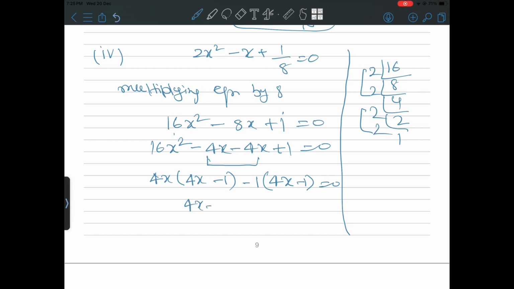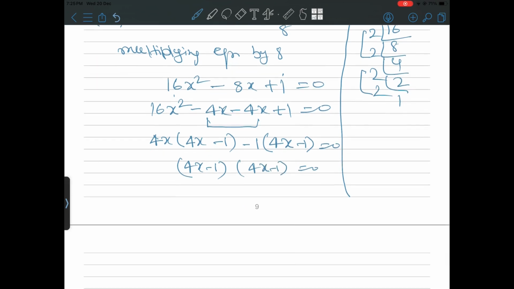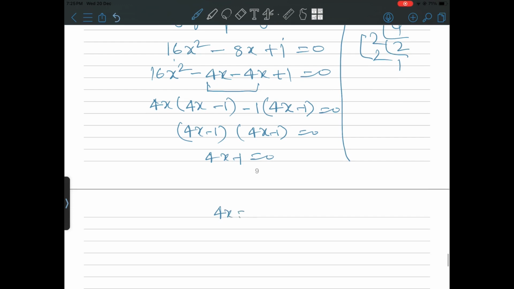Now we can take 4x minus 1 as a common, and now it is 4x minus 1 as common as well, equal to 0, right? So now both are same, right? So you'll get 4x minus 1 is equal to 0. It means 4x is equal to 1, x equal to 1 by 4. So both values of x will be 1 by 4. Okay. So this is how we can do this problem.